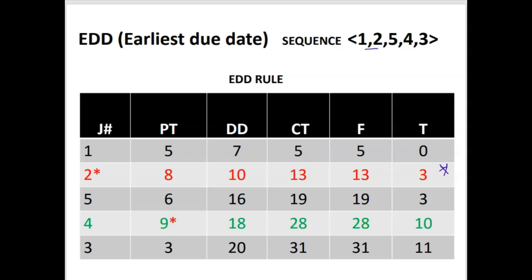Now, that's okay. Step 2 now says that let us look at the processing time for all these jobs. Which one has the longest processing time? You can see clearly that job 4 has the longest processing time of 9 hours or 9 days.